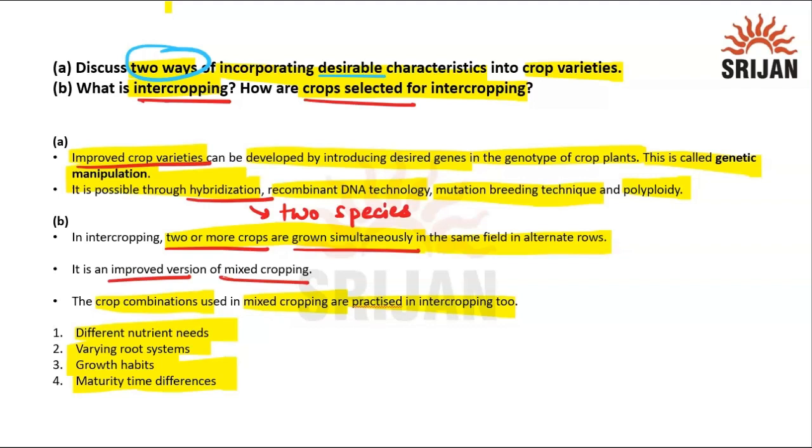So there is a maturity time difference, which allows one plant to complete its life cycle while another plant is still going through its life cycle. That's how they can manage their growth habits, and the maturity time difference allows the utilization of nutrients and other resources as well. So these are the criteria we use to select the crop combinations for intercropping. I hope this will help you. Thank you.